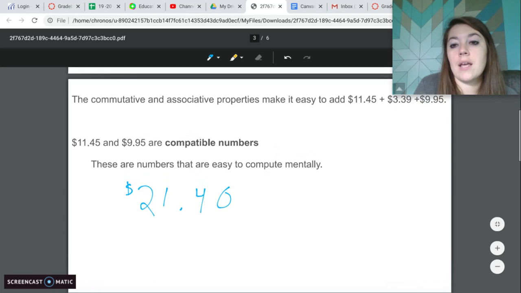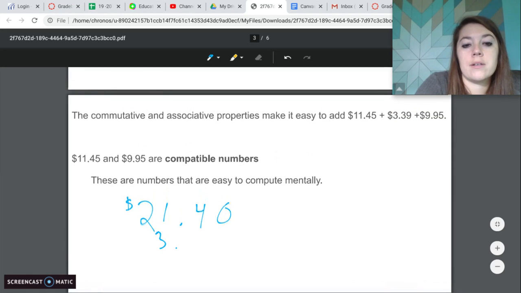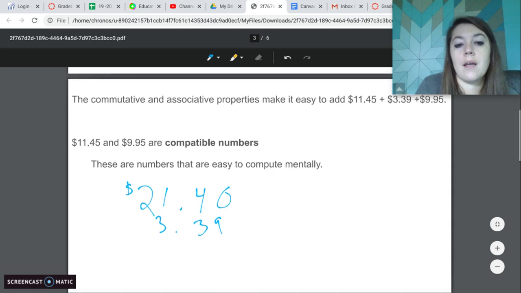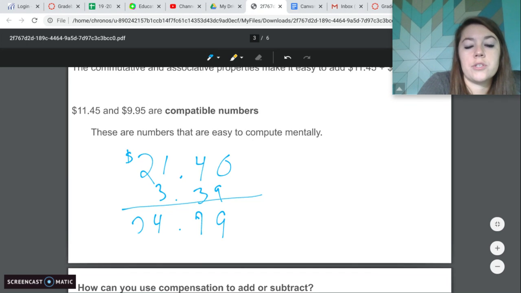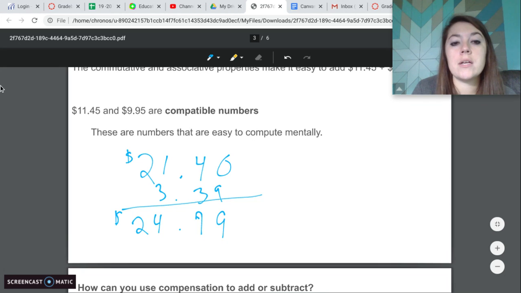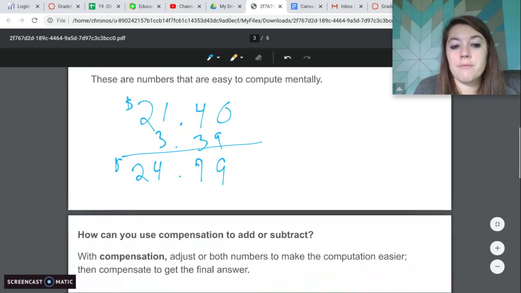And then we can go back and add the $3.39, where we'd get 9, 7, 4, 2. So it makes it a little easier because these numbers in the original problem are easy to add together. We kept getting 10 because we carried over, and so it worked out pretty nicely for us.